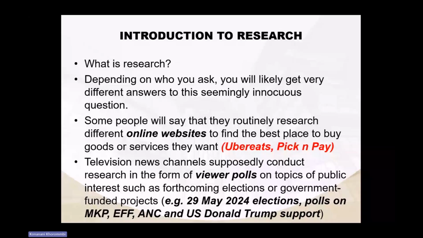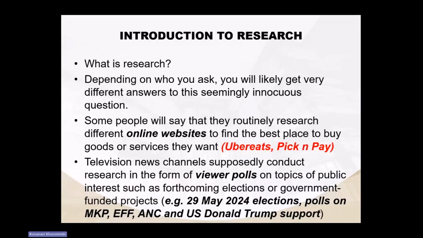Now here, we want to talk about what research is. And depending on who you ask, you will likely get very different answers to this seemingly innocuous question. Some people will say that they routinely research different online websites to find the best place to buy goods or services they want. We're going to try and describe research, and later on we'll try to understand what is scientific research. It means we will also be able to describe what is science. So you merge science and research, you find scientific research.